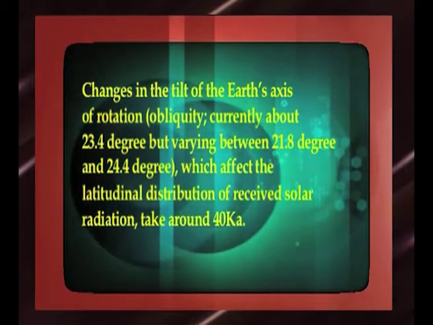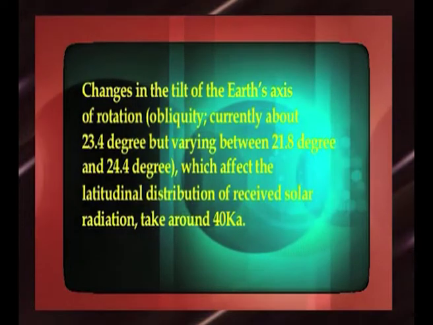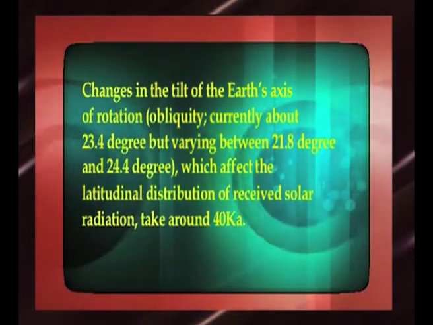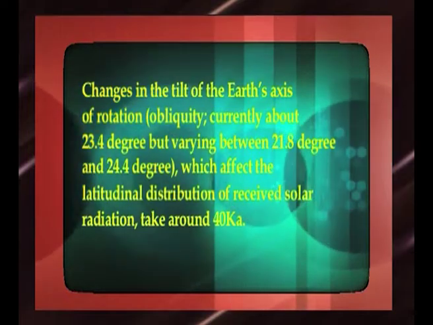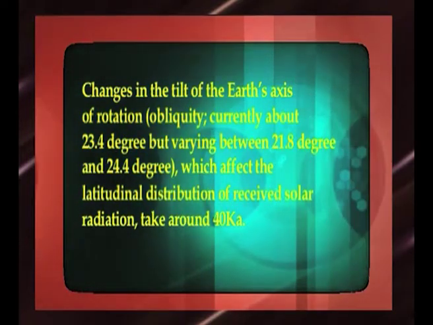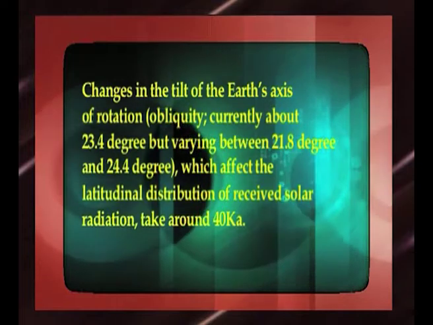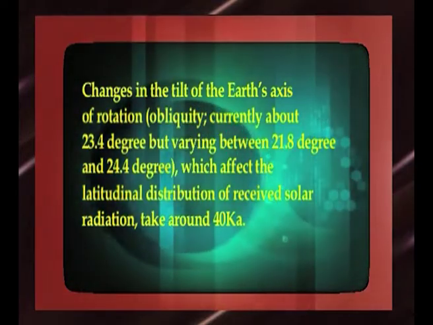obliquity, currently about 23.4 degrees but varying between 21.8 degrees and 24.4 degrees, affect the latitudinal distribution of the received solar radiation. It takes around 40 kilo-annum, or 40,000 years. In addition, a rotational wobble in the Earth's axis of rotation, as if the poles describe a circle against the background of the stars, causes the precession of the equinoxes and takes about 22 kilo-annum to complete a cycle.